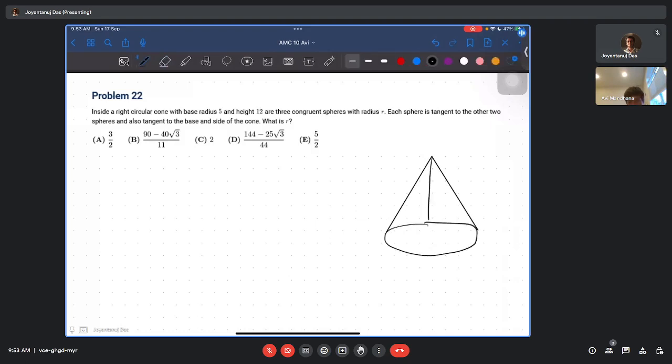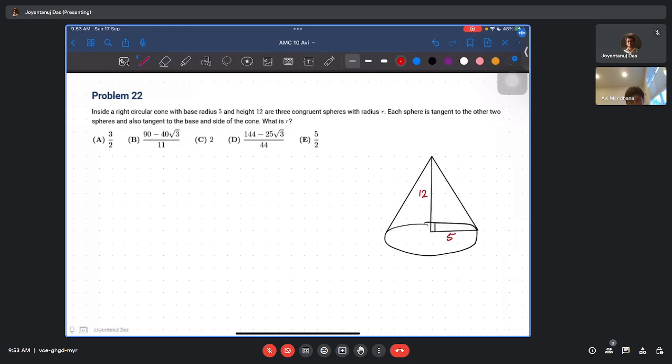So if you have this thing, this is perpendicular, right? So this is the right circular cone. The definition is fine. So they have given the information: the base radius is 5 and the height is 12. So this height is 12 and the base radius is 5.